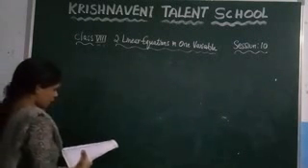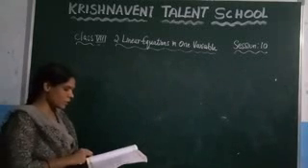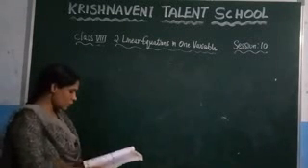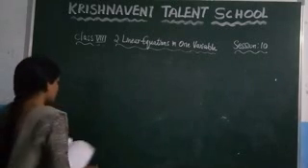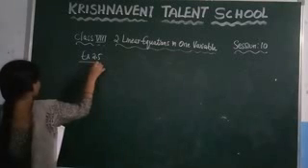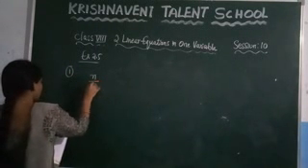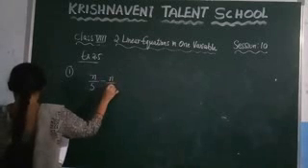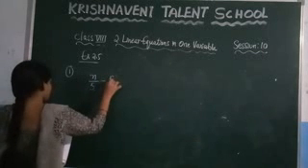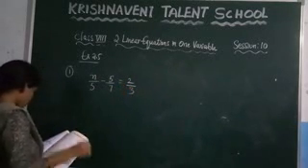Here, reducing equation to the simpler form. You just need to reduce the linear equation. Here, see the first question in exercise 2.5. In the first question, n by 5 minus 5 by 7 is equal to 2 by 3. You need to solve this following equation.